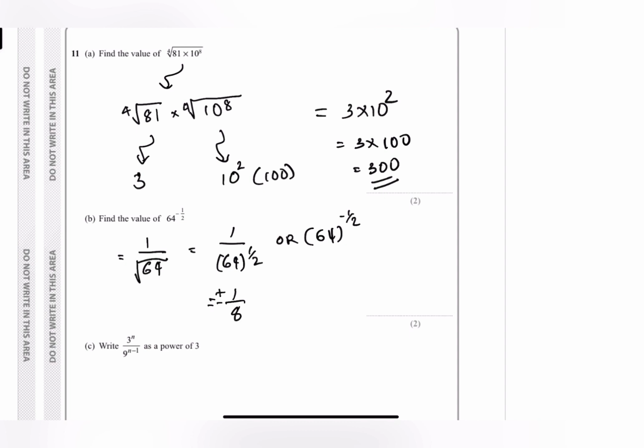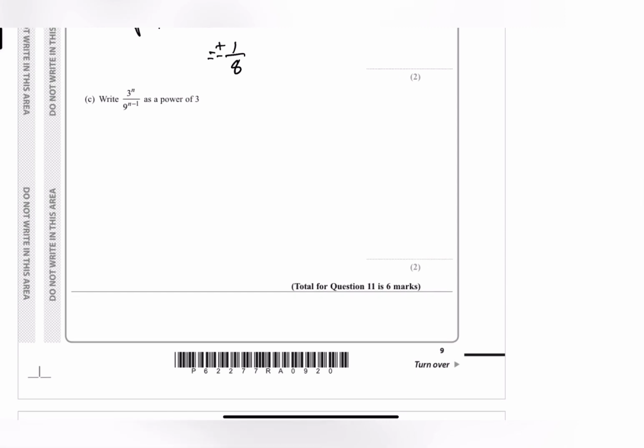Okay. Now, next problem, write 3 to the power n over 9 to the power n minus 1 as a power of 3. Here what you can do is split 9 to the power n minus 1 in terms of 3. 9 is 3 square, so 9 to the power n minus 1 will be 3 to the power 2 times n minus 1.